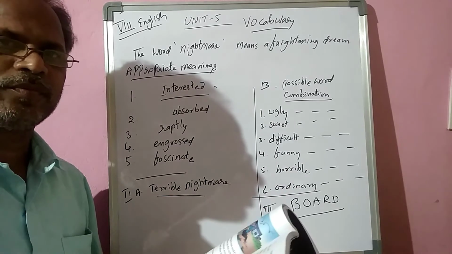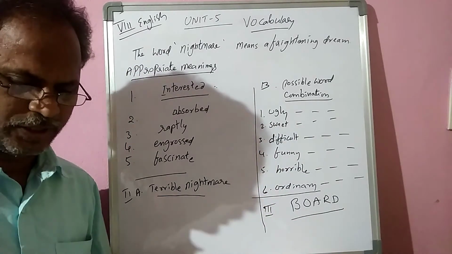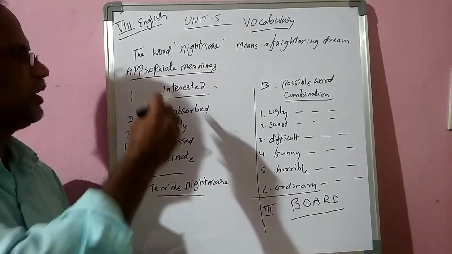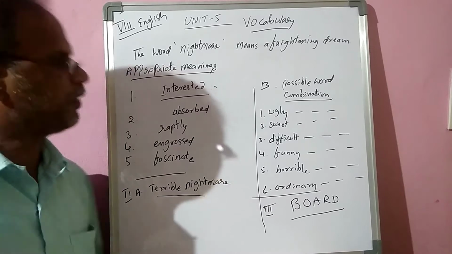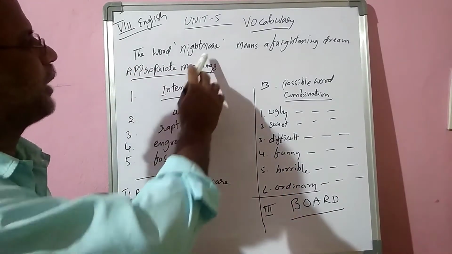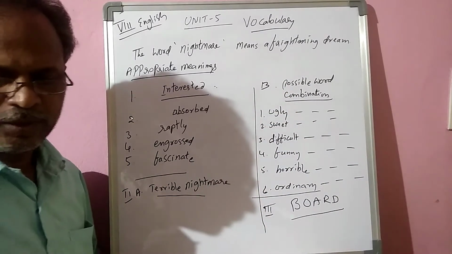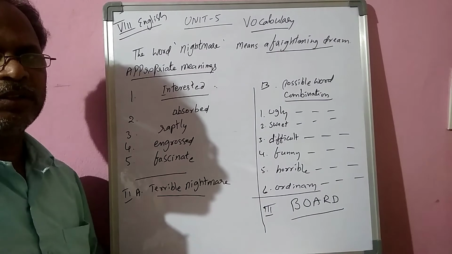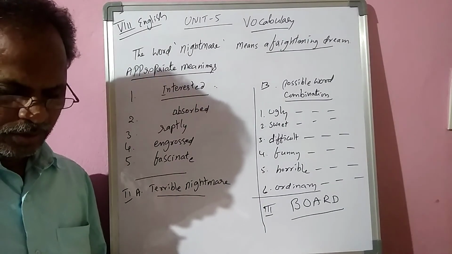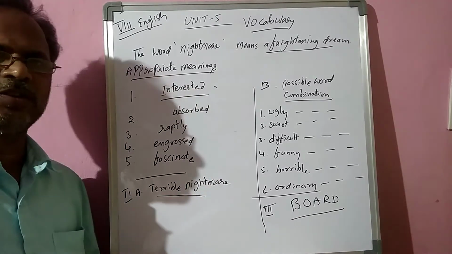Are you ready? So this vocabulary part, what is it telling? Read the following sentence taken from the text. Here it is given to you. The word nightmare means a frightening dream. Here nightmare is given, and its meaning is a frightening dream. So that is called nightmare. Is it okay?